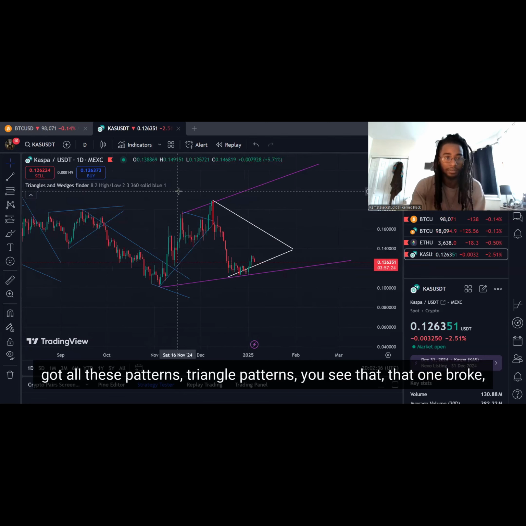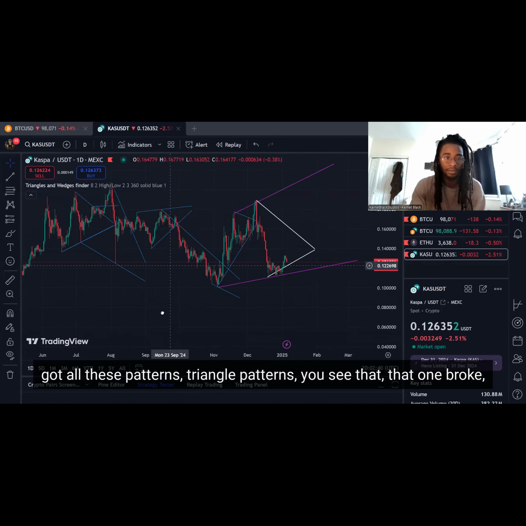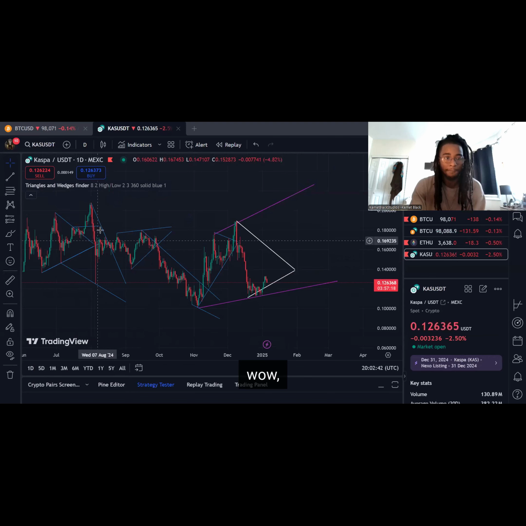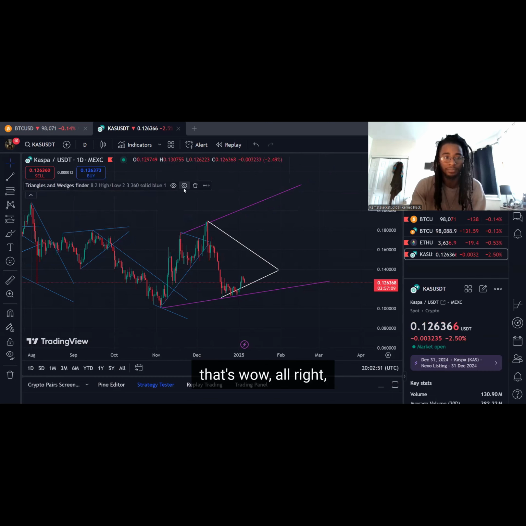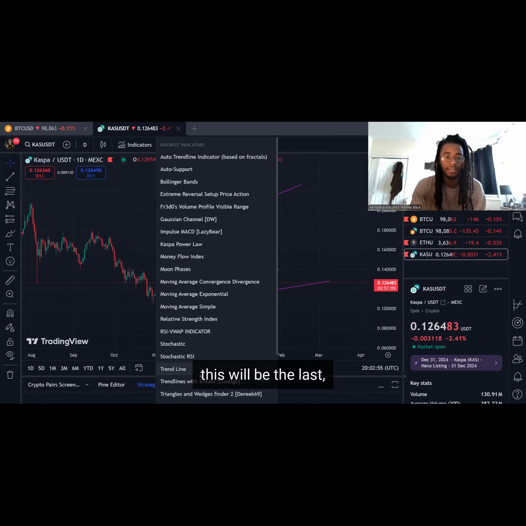Got all these wedge patterns, triangle patterns. You see that? That one broke. Wow. That one really broke down. That pattern broke out to the downward side. That's wild. All right, this will be the last.